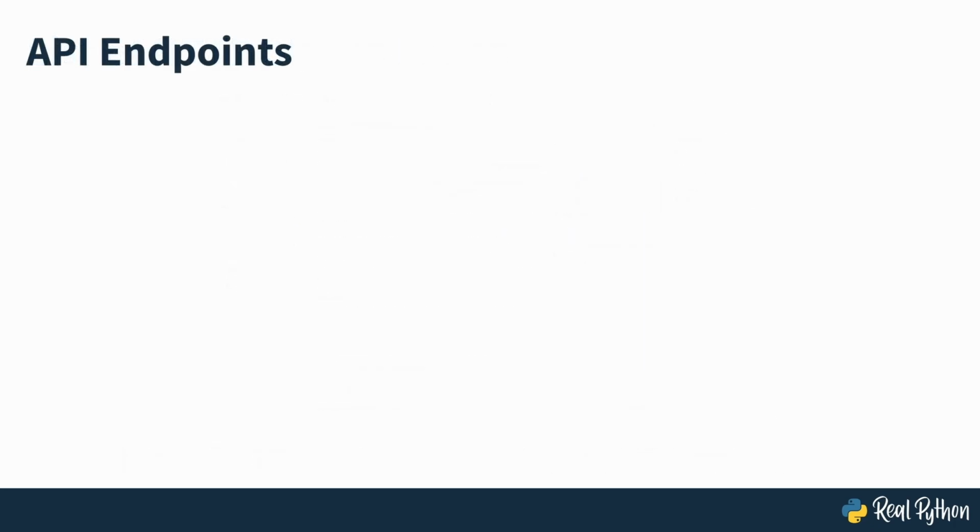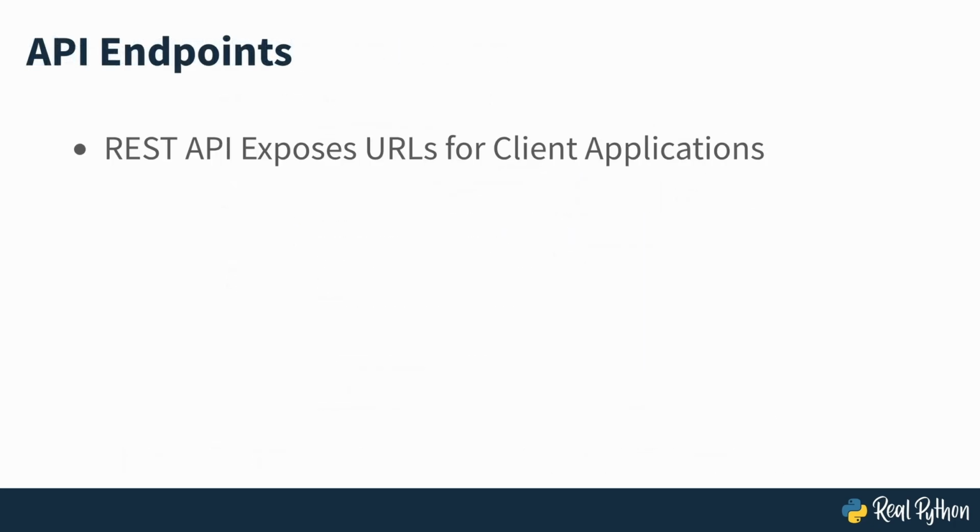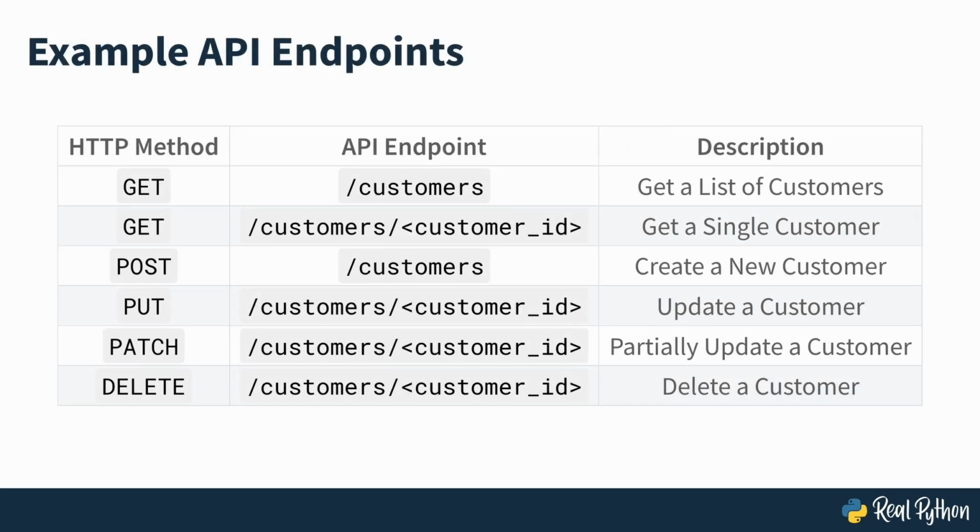A REST API exposes a set of public URLs that the client applications use to access the resources of a web service. These URLs, in the context of an API, are called endpoints. To clarify this, take a look at the table on screen. Here you'll see API endpoints for a hypothetical CRM system. These endpoints are for a customer resource that represents potential customers in the system.